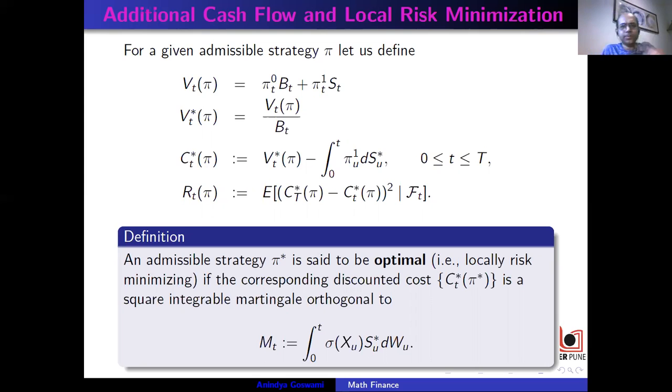So this is the viewpoint for requiring that C star is a martingale, and not only that, is orthogonal to the martingale part of the stock price. What is the meaning of orthogonal? That the quadratic covariation is 0. So this is a good setting, and it is mathematically tractable, and that can be done. This is the foundation of the Föllmer-Schweizer decomposition. So that is shown here.